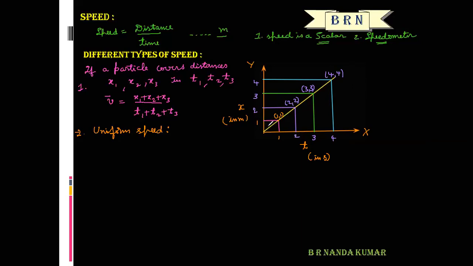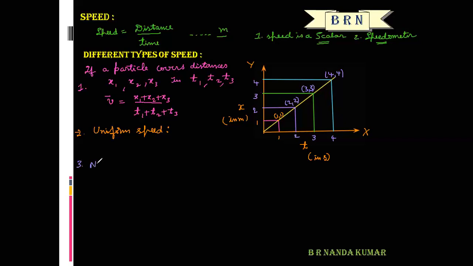When a particle is said to be moving with uniform speed, it is a very simple definition: if a particle covers equal distances in equal intervals of time. Look at this graph: the particle covers equal distances in equal intervals of time. That is uniform speed. So when a particle moves with uniform speed, it covers equal distances in equal intervals of time.